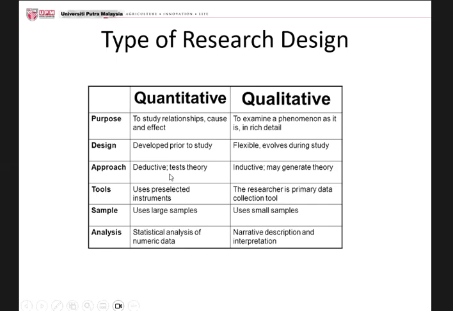So the approach is deductive. As I told you, what's deductive? Basically from theory towards the end. Qualitative can be inductive. It may generate a new theory. You study these people, and you get a new theory that helps to understand whatever these people are doing. Two, use the pre-selected instrument. The researcher is the primary data collection tool. Sample: large sample, small sample. Statistical analysis of numerical data may require some interpretation of quality.